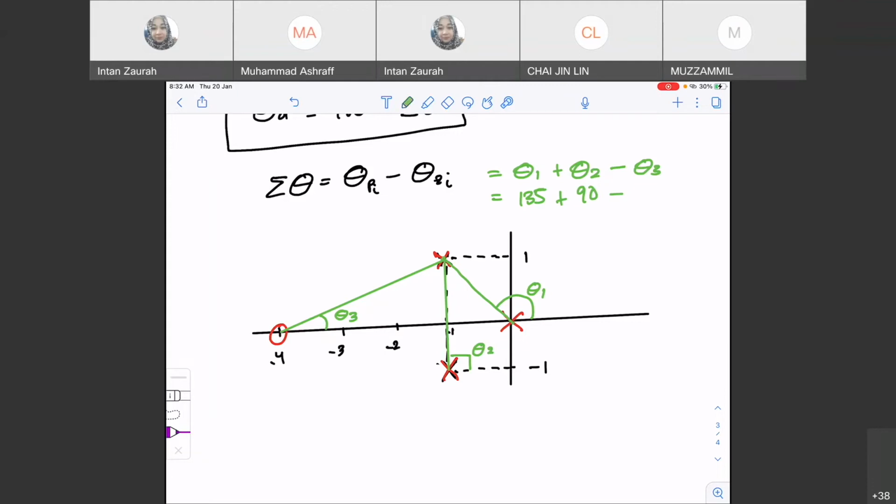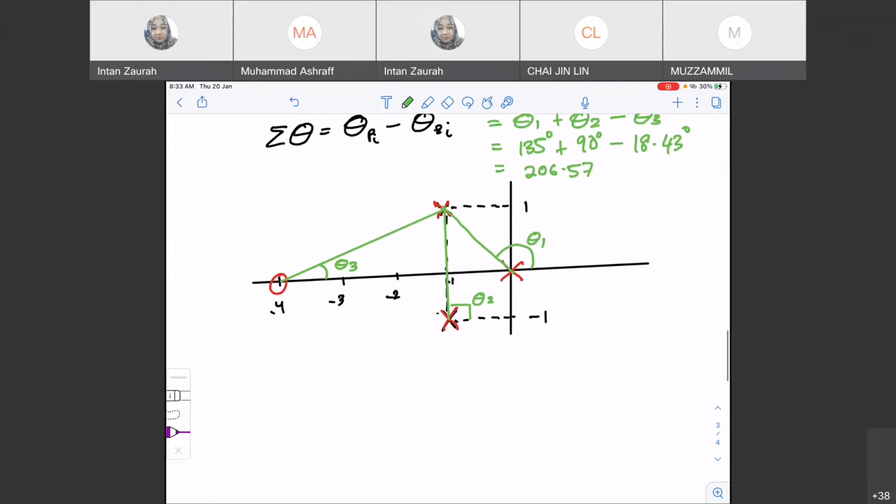Oops. I'm going to use 18 degrees. I'm not sure if it's correct or not. You guys have to check again. So actually you can use Pythagoras to find it. So 18.43 degrees. Okay, so that is your sum of angles. So 135 plus 90 is 225 minus 18.43. That's going to give us positive 206.57, isn't it? Okay, so that is not your angle of departure.